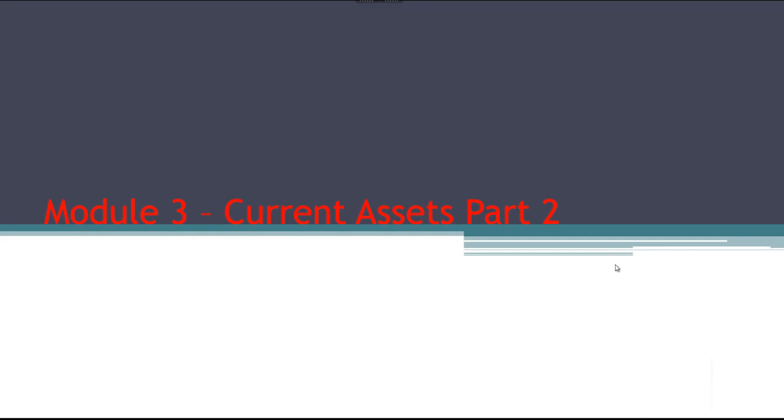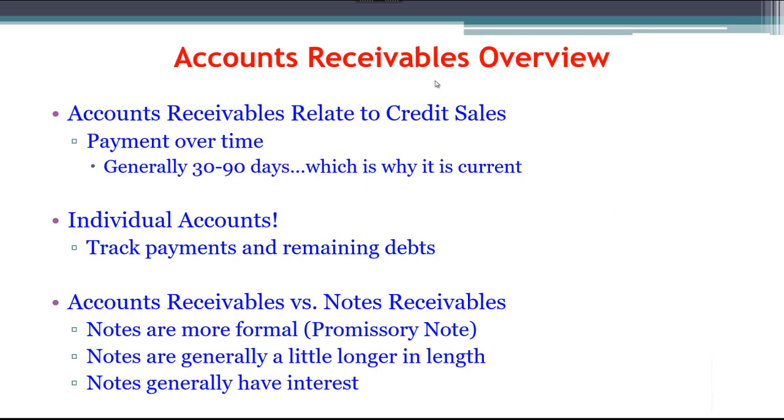Welcome back to part 2 of Module 3, where we're going to be continuing the topic of current assets. So the next current asset we will cover here is the accounts receivables, and we talk about bad debts as it relates to it. So first of all, we'll provide an overview of accounts receivables.